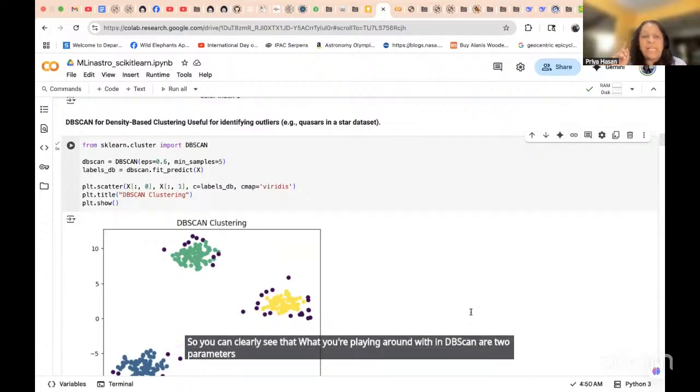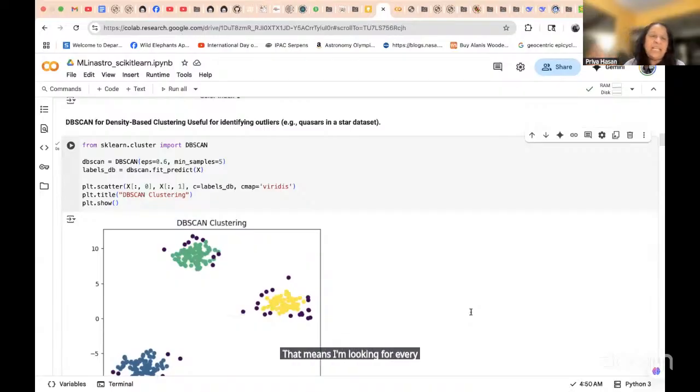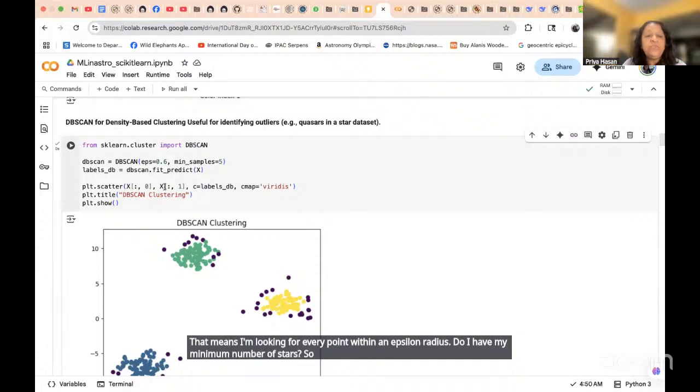One is what is called epsilon, that means the radius around the star. And the second thing is what is called the minimum number of points. That means I'm looking for every point within an epsilon radius: do I have my minimum number of stars? So these are the 2 values you're going to play with, 0.6 and 5.